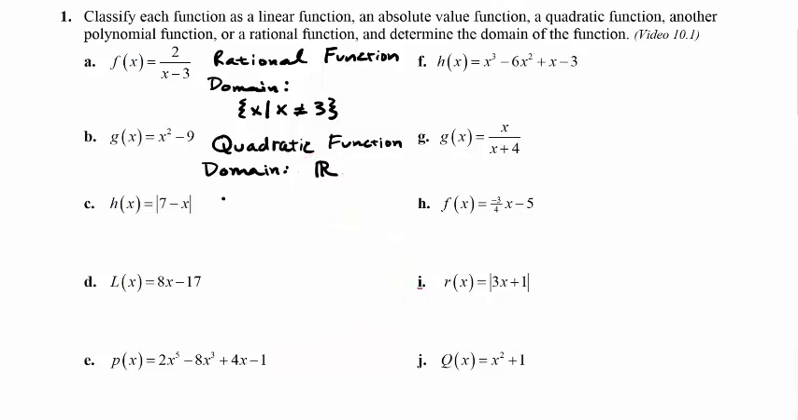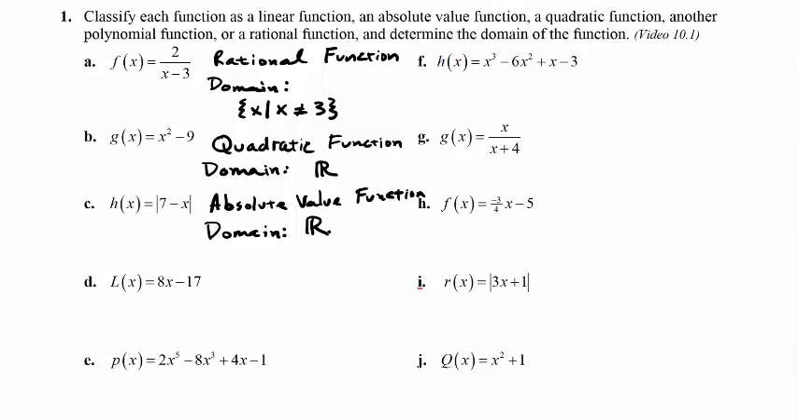In part C, we have an absolute value function. Its domain, again, is going to be the set of all real numbers because I can take any number I want, subtract it from 7, and then take its absolute value. There's no real number x that I could plug in here that would result in an undefined value.